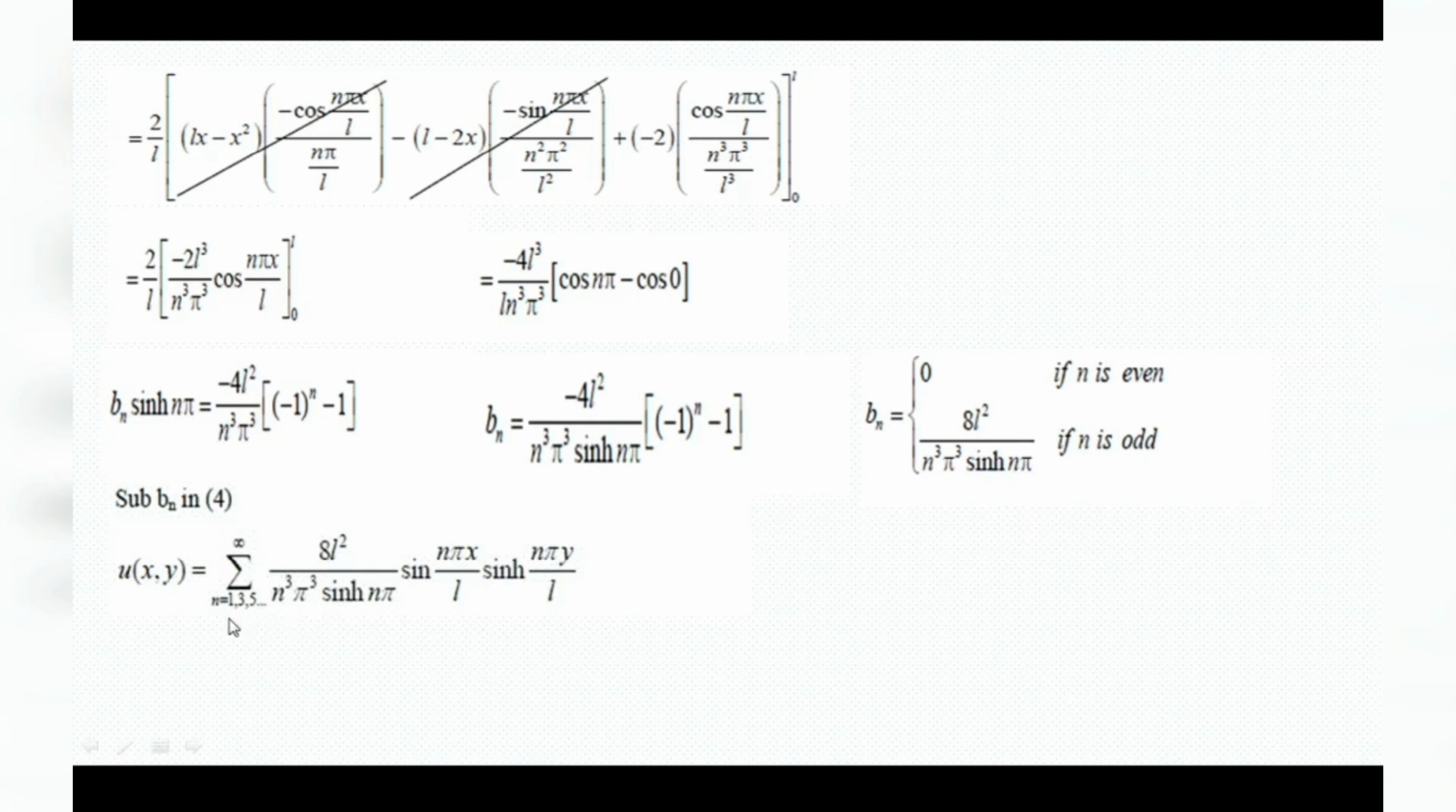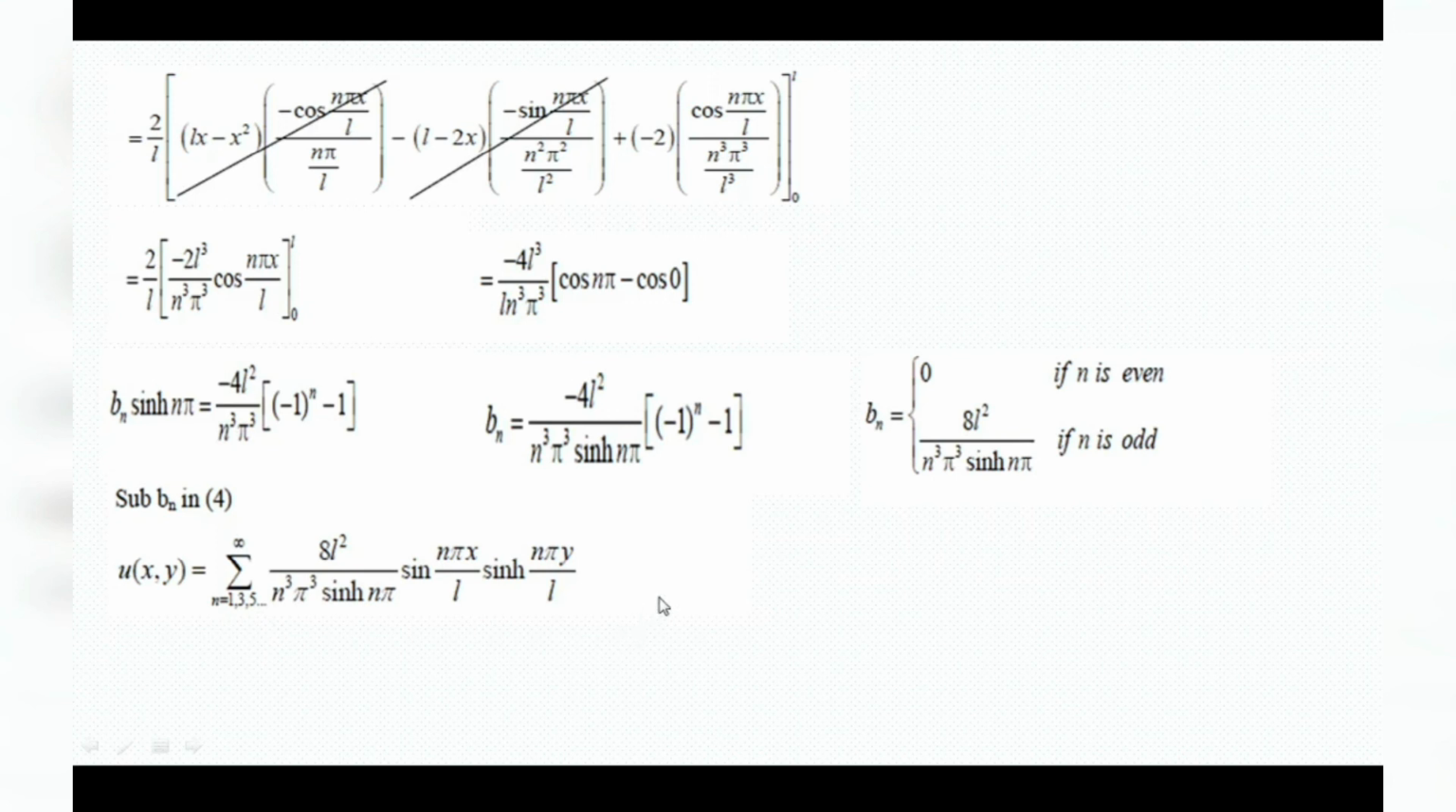See, if you want to write the summation from 1 to infinity, we can replace our n by 2n minus 1. So you can write it as summation n equal to 1 to infinity 8L squared by n cube pi cube sinh n pi into sin n pi x by L sinh n pi y by L. This is for the summation 1, 3, 5 and so on to infinity. If you want to write it from 1 to infinity, replace all the n by 2n minus 1. Or otherwise, you can leave it like this, unless they have asked for the summation from 1 to infinity.